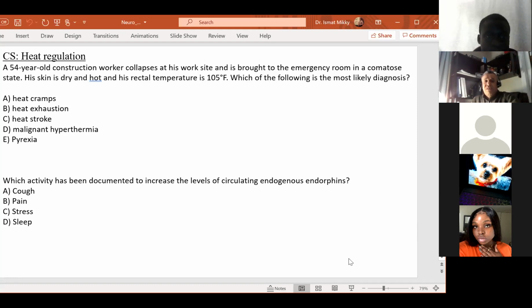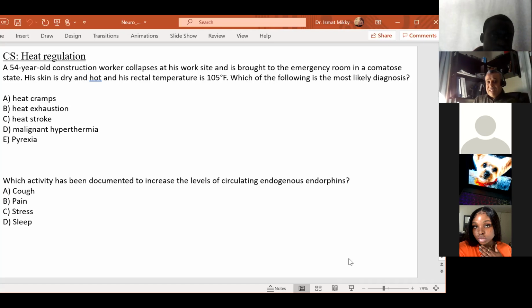Now, malignant hyperthermia, which is choice D, is an inherited, genetic condition in which there is an increased temperature when the person is exposed to certain anesthetics, like general anesthesia, or medications like succinylcholine, a muscle relaxant drug. That could lead to malignant hyperthermia, but it has to be in people who have that genetic predisposition to develop this. And it has no relationship with the environmental temperature.